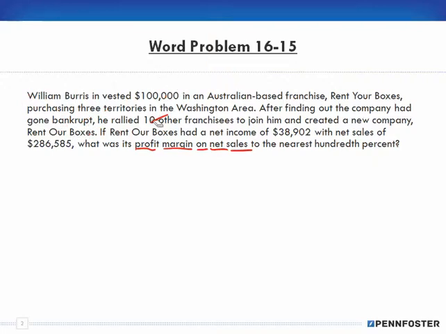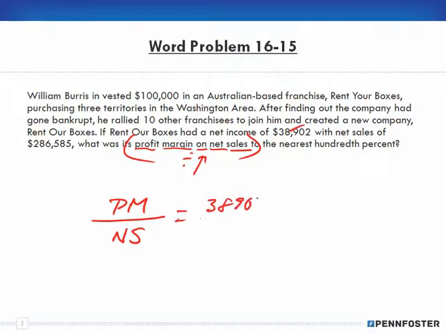Okay, so now direct information. First of all, what are we talking about here? It's asking, what is the profit margin on net sales? "On" is a key word there. That "on" means divide by, because that's the ratio we're looking for right there. Profit margin divided by net sales. So my direct information is this $38,902, because that's my profit margin.